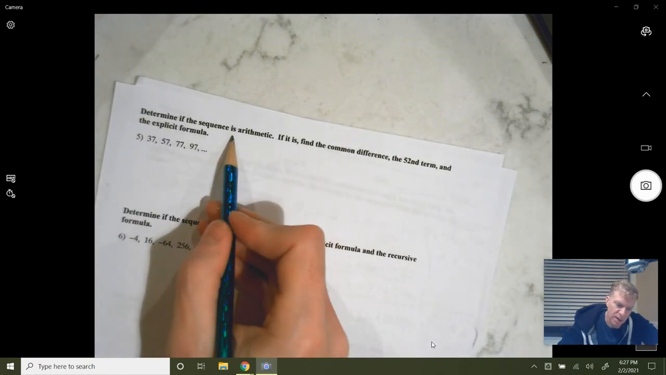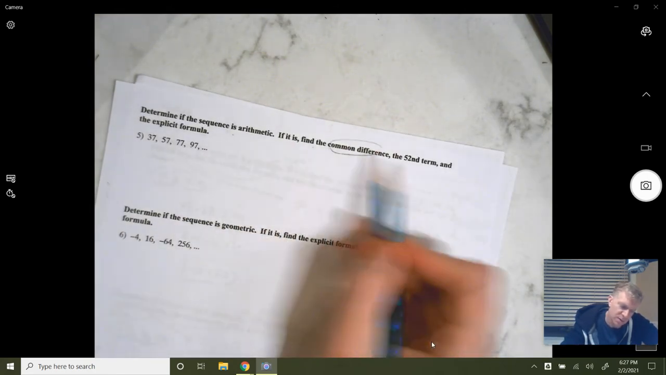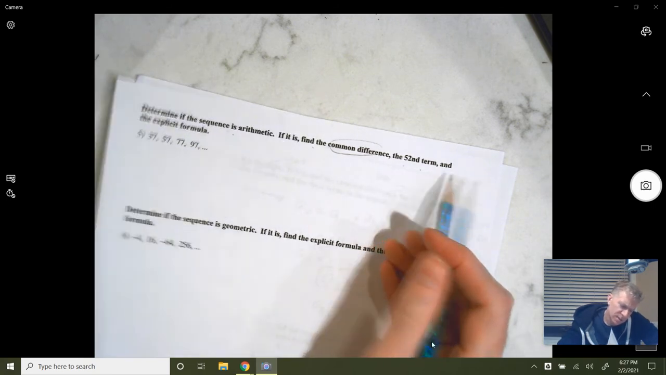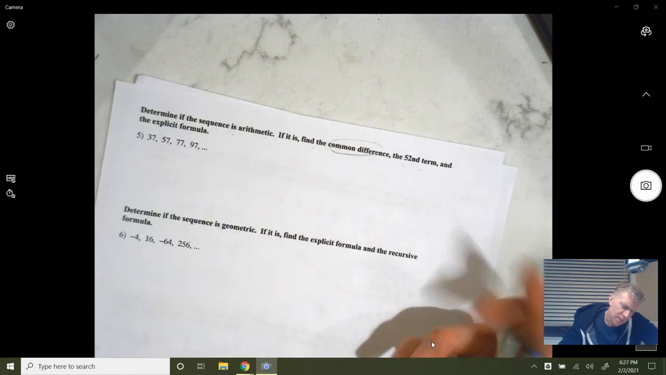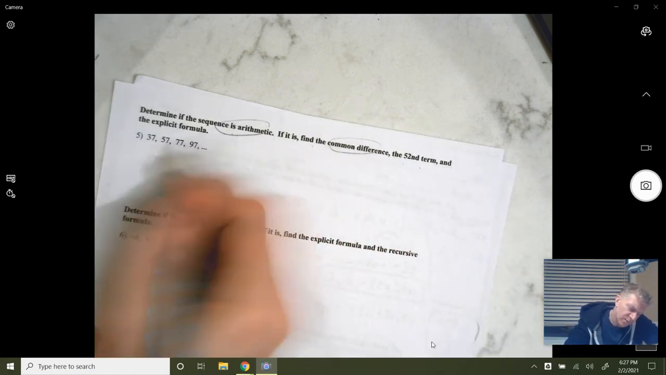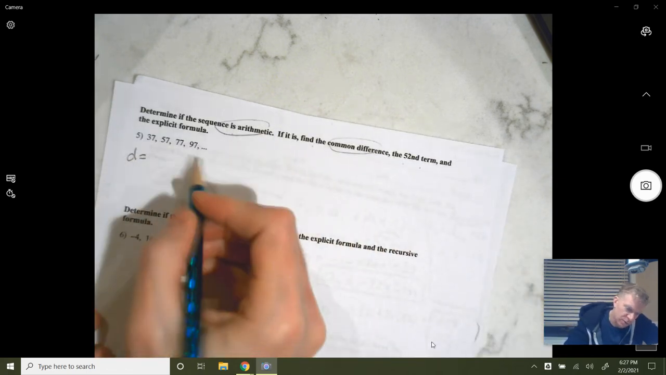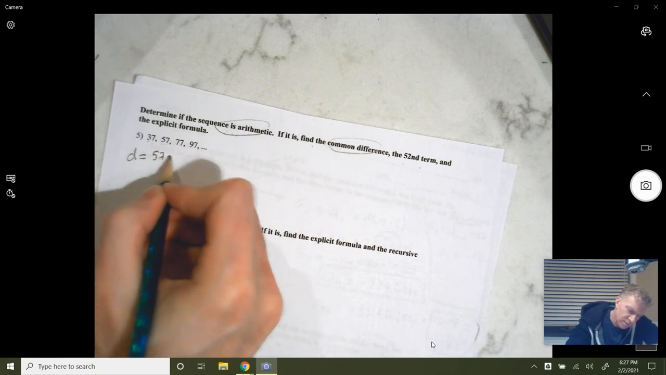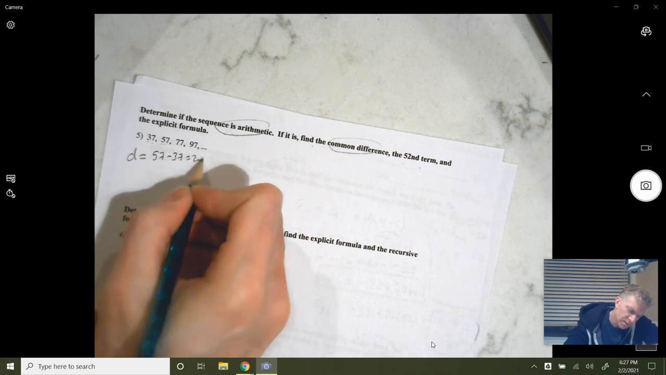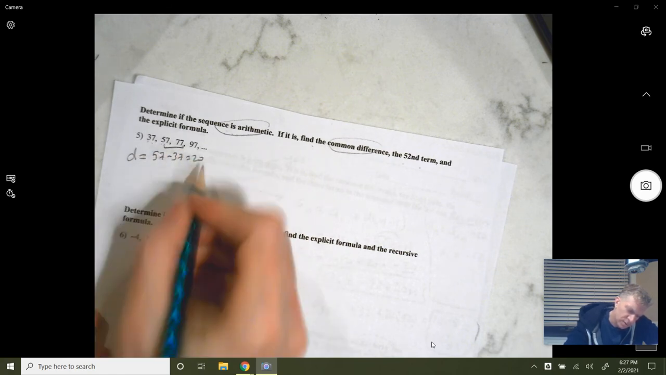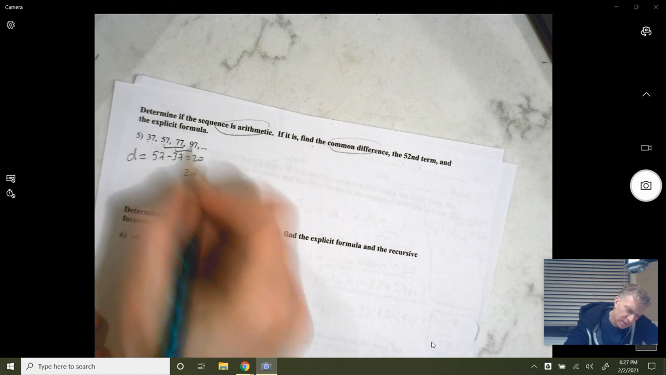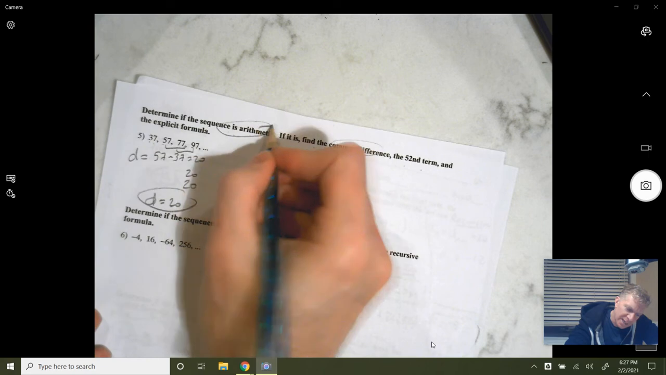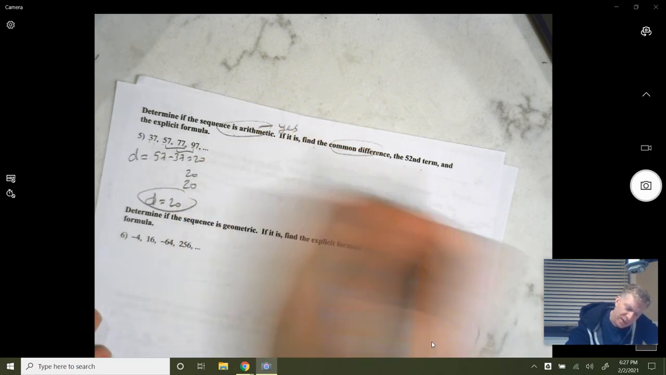Determine if the sequence is arithmetic. If it is, find the common difference. Oh, did we? No, this is similar instructions, but we haven't done this one yet. Is it arithmetic? Let's find our common difference. The difference between the first 2 terms, 57 minus 37, is 20. The difference between the next 2 terms looks like it's 20 again, and these 2 terms look like 20 again. Our common difference is 20, which means, is it arithmetic? Yes.